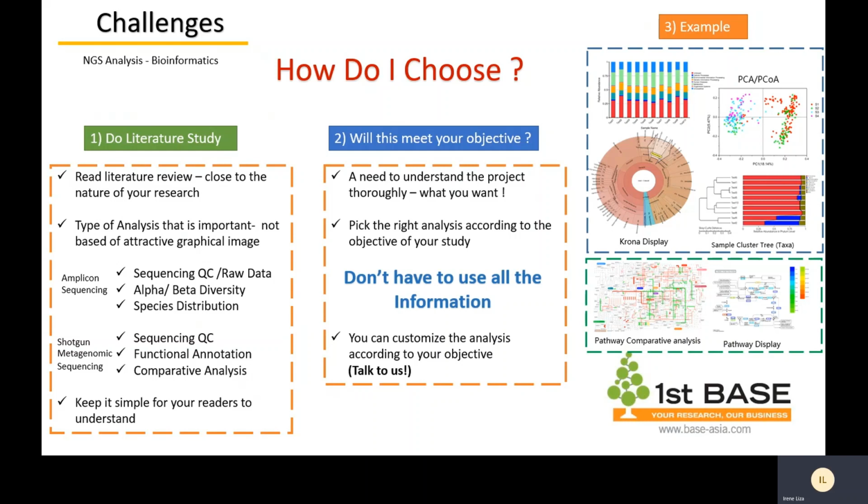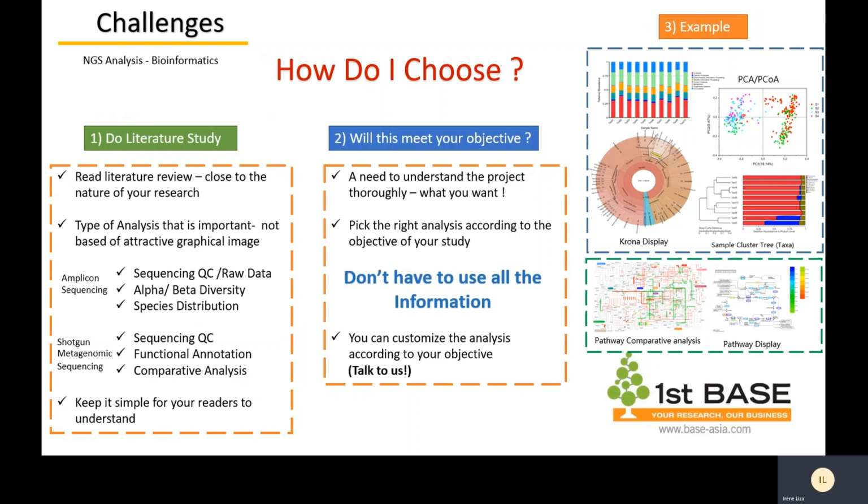Next is bioinformatics. How do I choose what kind of analysis I need? Number one is to read a literature review. Find a paper that is close to the nature of your research. What you need to focus on is the type of analysis and not the attractive graphical image.